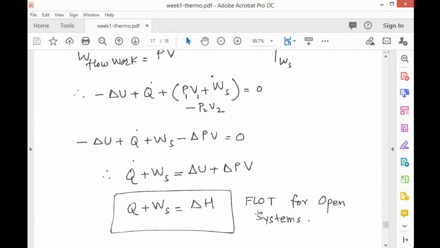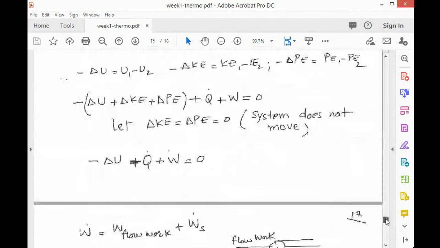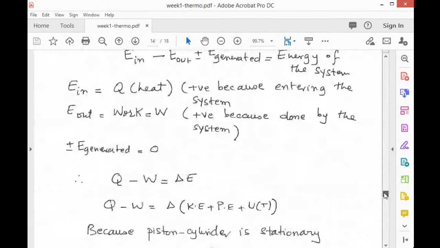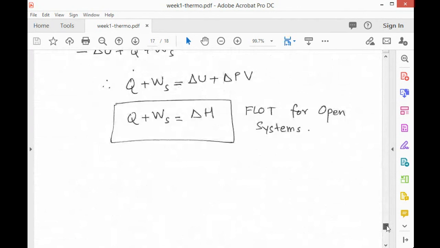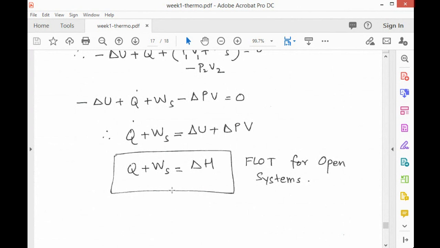And now you can compare. See, for the open system you have this formula, and for the closed system we have this formula. See the difference. For the closed system, Q minus W equals delta U, whereas for the open system we have a different formula altogether, a very different formula.